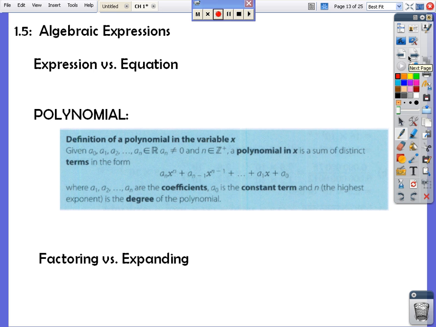All right, algebraic expressions. A polynomial, a lot of you need to see the definition. A polynomial in the variable x, given that you have all these a values in the real numbers, where a of n is not equal to 0, and the n's are in the positive integers. That's what this says. That's new notation, also z with a little plus. A polynomial in x is a sum of distinct terms in the form.